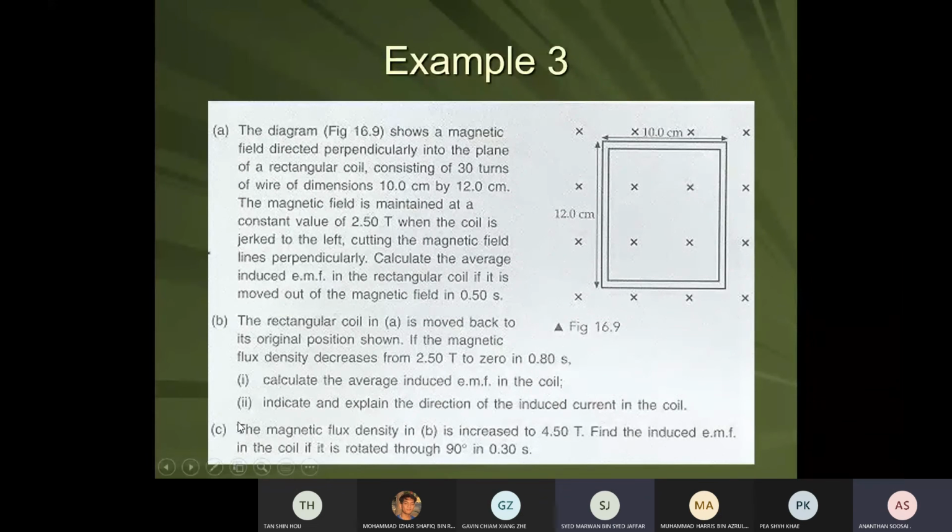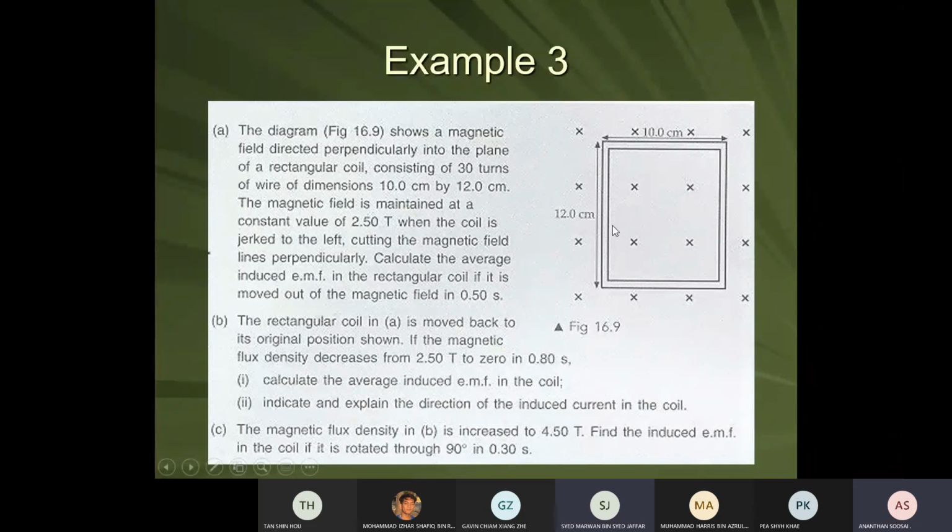Okay, guys, so look at the third one, C. Calculate for me. I already helped you with A and B. I need you to predict C. The magnetic flux density in B is increased to 4.5. Now the field is 4.5. Now they do the changes. The change is that the coil is rotated by 90 degrees in 0.3 seconds.